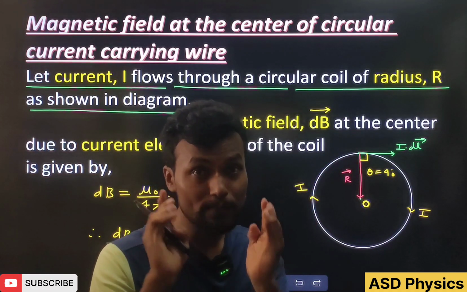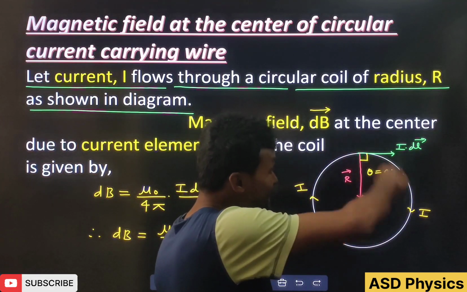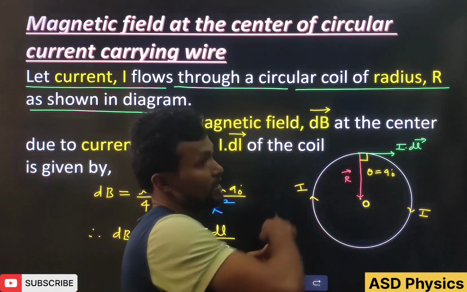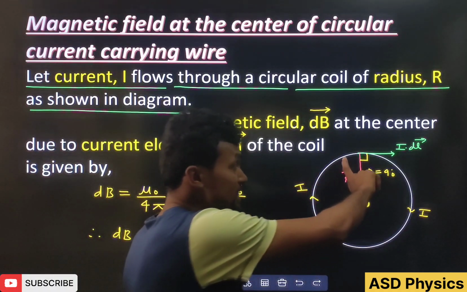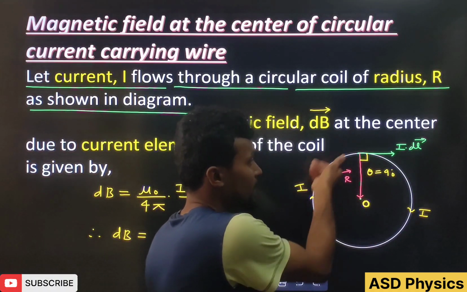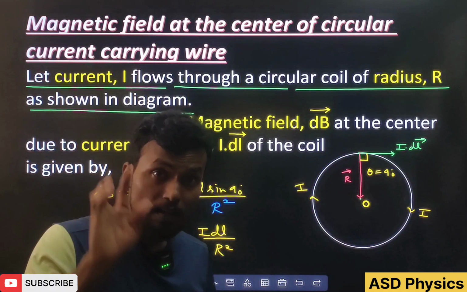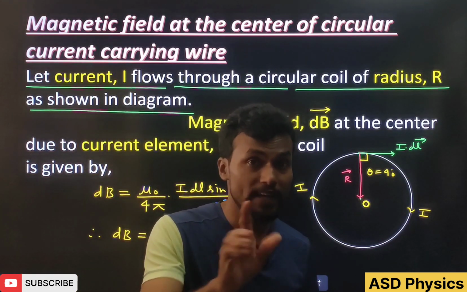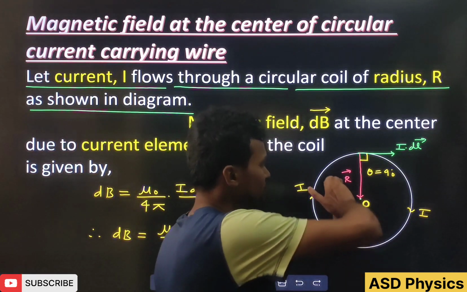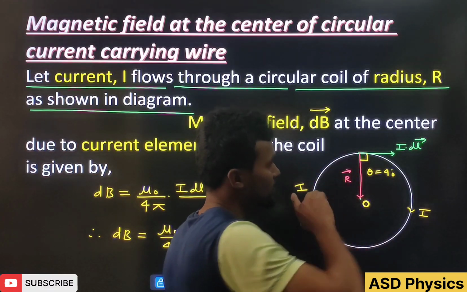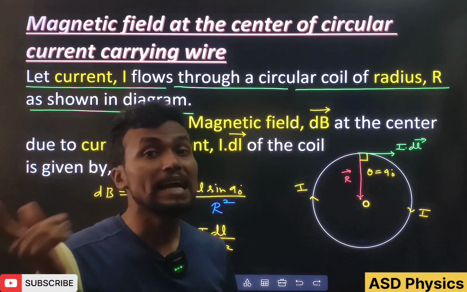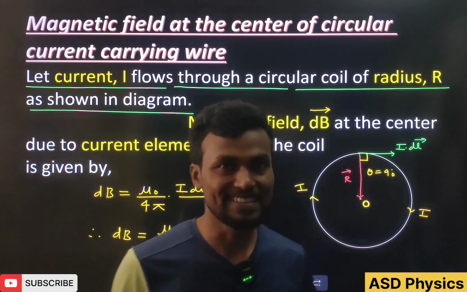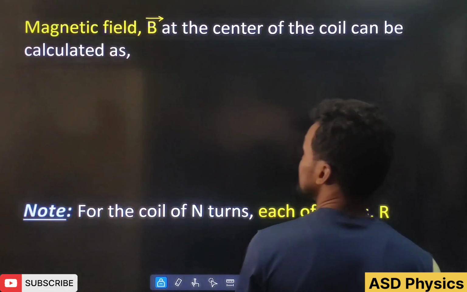want? We want magnetic field at the center due to complete wire, due to complete circular wire. That means what we have to do? Due to each and every current element, we have to calculate the magnetic field. Then by using the integration, we have to add it here, is it? And even at any point of this circle, you take current element and the position vector at all the points, it will make how much angle? 90 degree, is it?